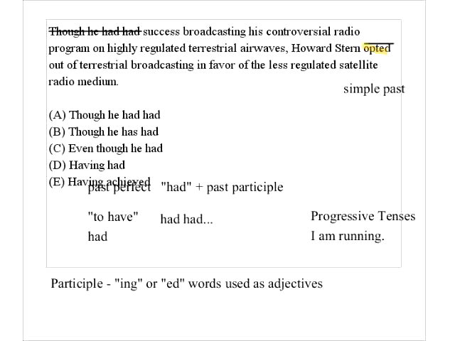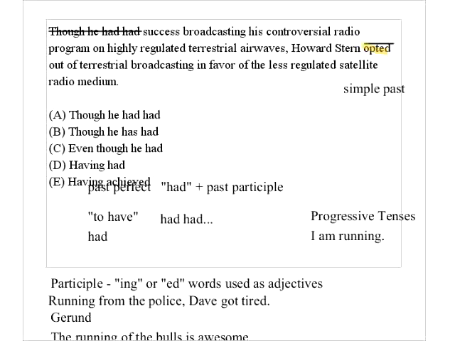So do you see how here, if I said having had success, who, right? That's modifying somebody. It would be like running from the police, Dave got tired, right? So running from the police is modifying Dave. We call that a participle. ing words can also be gerunds, so you have to be a little bit careful. Very good, NS, whatever NS stands for. So in other words, the running of the bulls is awesome. The running is a noun. We call that a gerund. So when it's a noun. Okay? Progressive tenses are formed using the participle. So I am running.